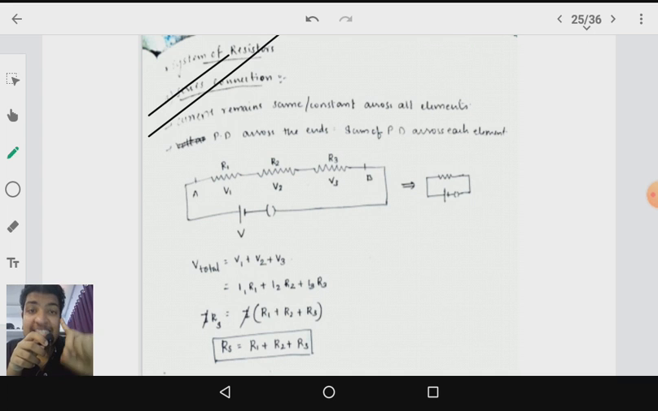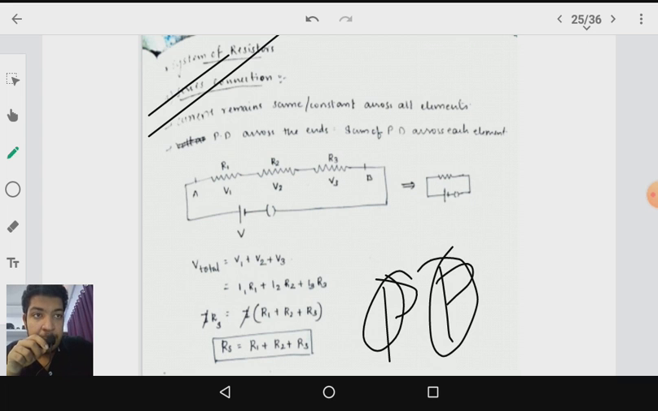Please do note that in series combination, the current that is flowing through the circuit is constant, and in parallel combination, the potential difference remains the same. So this is a very important point. In series combination, the current flowing through the circuit is the same through every element, and in parallel combination, the potential difference is the same. So you can remember it as PP, parallel combination, potential difference same, and series combination, I is same, that is current is same.